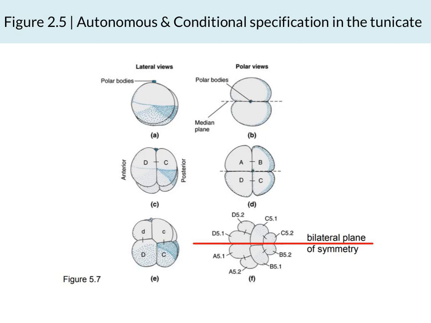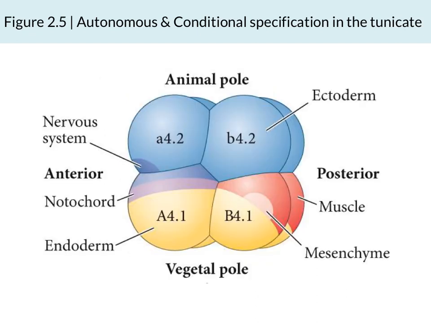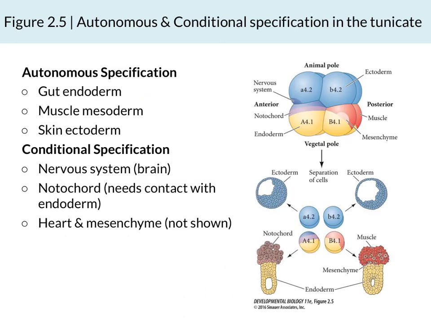Now, the first cleavage that cuts the oocyte into two halves is going to also divide the yellow crescent cytoplasm among the two sides. Subsequent cleavage causes the cells that will give rise to the mesoderm to be located in the posterior portion of the embryo, while the cells that will give rise to the notochord and the nervous system are localized to the anterior. As we have seen before, both conditional and autonomous specification are observed in the tunicate.